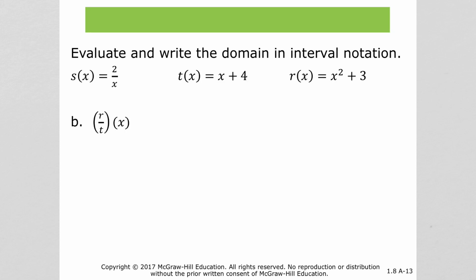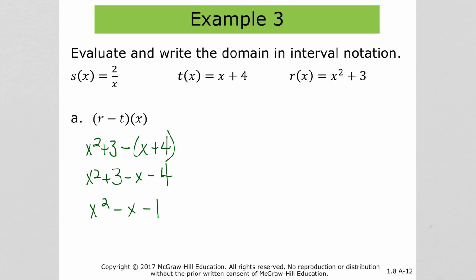r divided by t of x. That's r of x divided by t of x. That's all we can do. Oh, we're supposed to find the domain too. Okay, back here, the domain of this is a quadratic. It's a parabola. So the domain is just negative infinity to infinity.